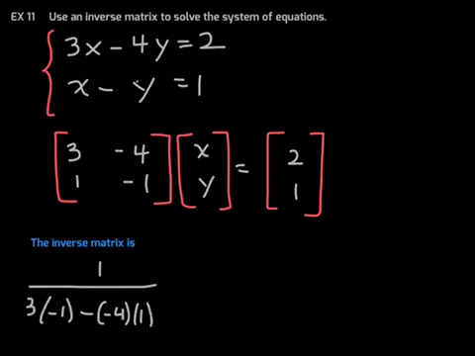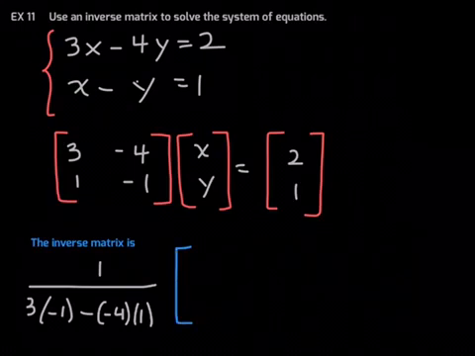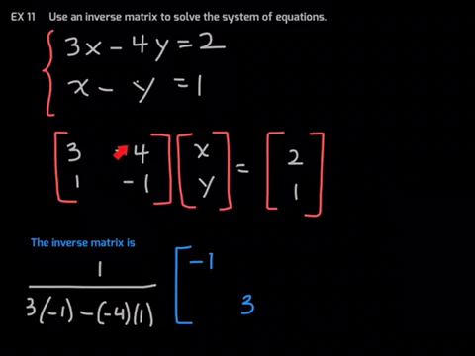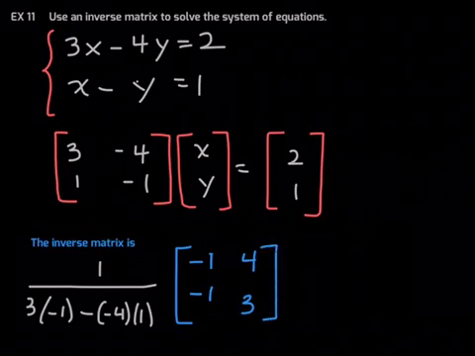And then, remember what happens here. 3 and negative 1 swap places. Okay? And then, negative 4 and 1, they just turn into their opposites. So instead of negative 4, you'll have positive 4. Instead of positive 1, you'll have negative 1. There we go. Let's simplify this a little bit.